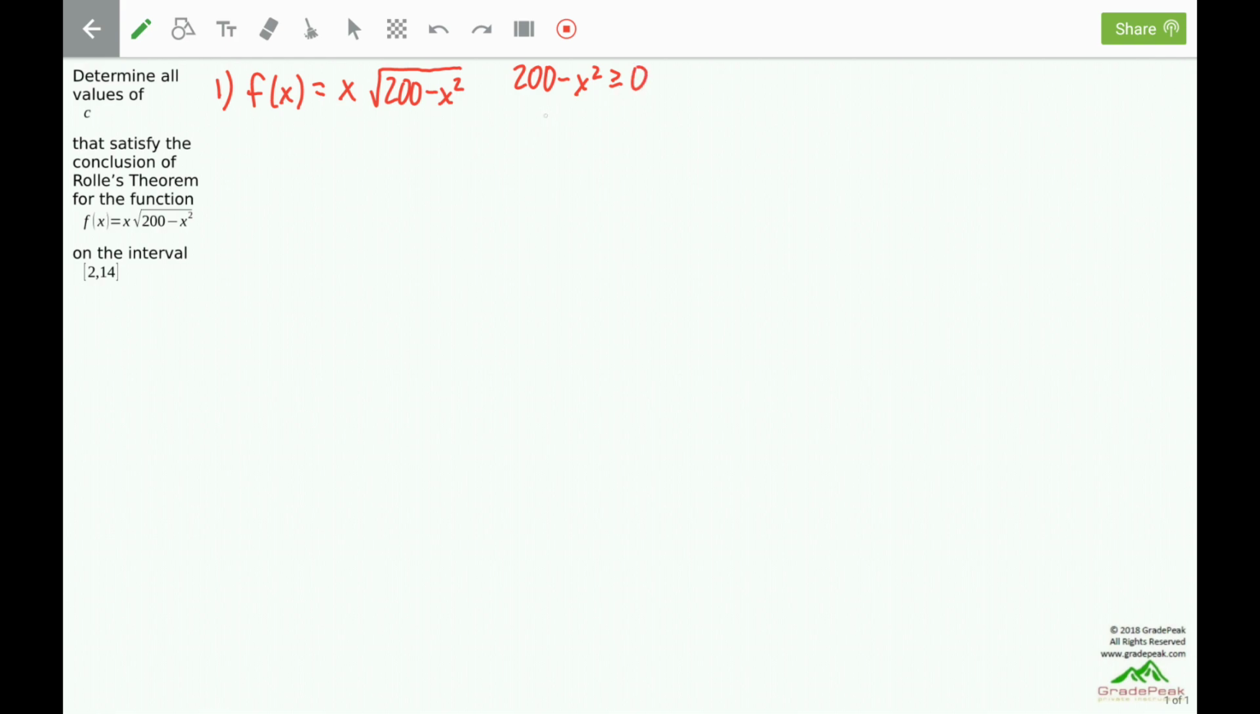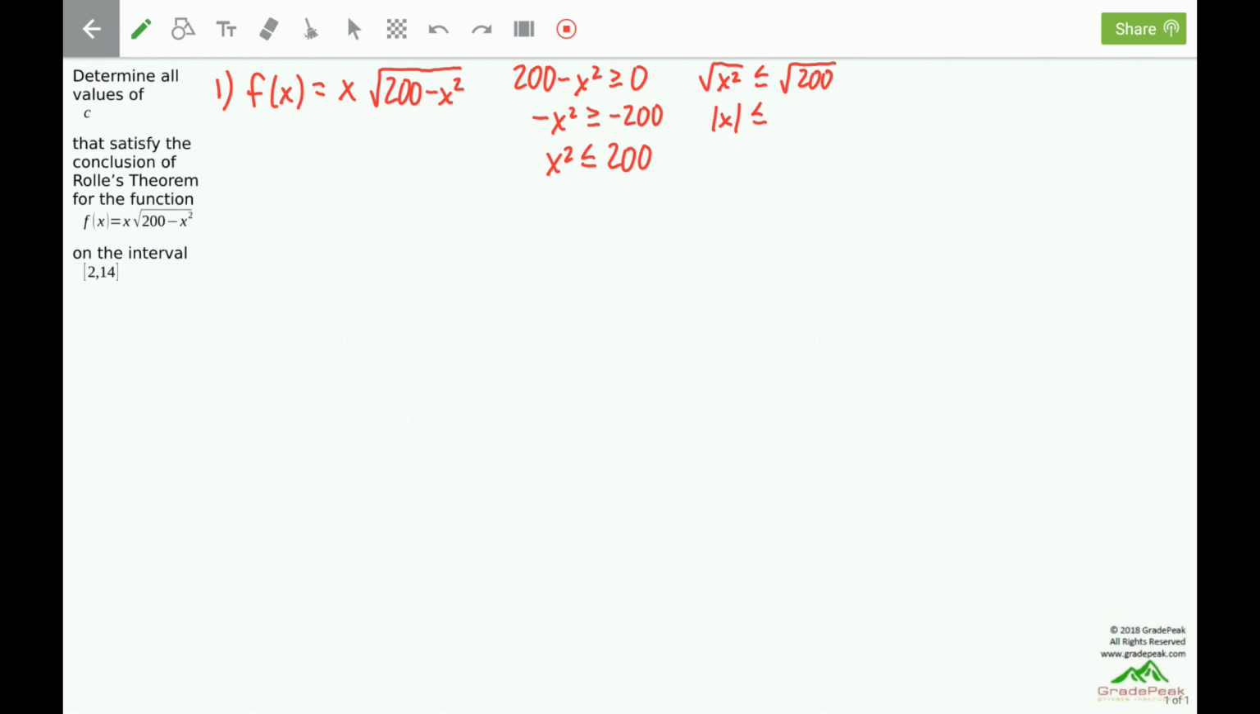We can solve for x by subtracting 200 from both sides, so minus x squared is greater than or equal to negative 200. Now, multiply or divide by negative 1. Either way, we have to flip the inequality, and x squared is less than or equal to 200. Now we can take the square root of both sides. The square root of x squared is the absolute value of x, and that'll be less than or equal to the square root of 200.